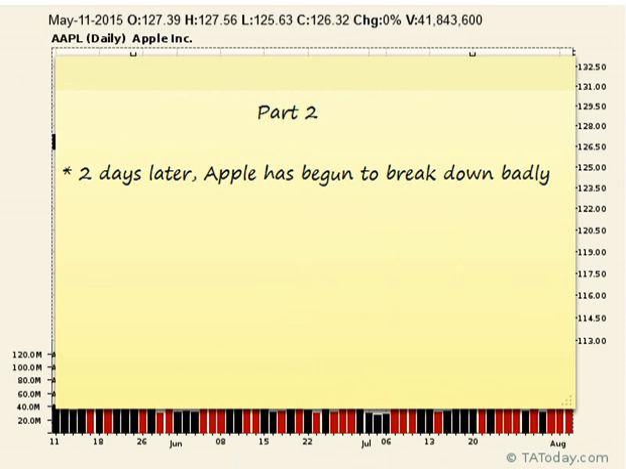Okay, we're going to continue with this particular setup and trade explanation on Apple. This is part 2. It's 2 days later. Apple, 2 days later, has totally broken down.